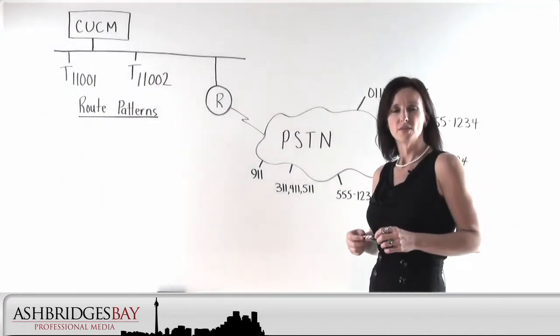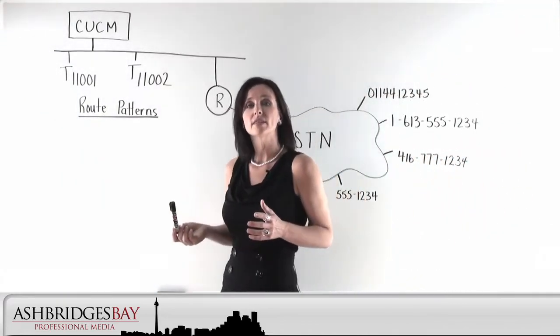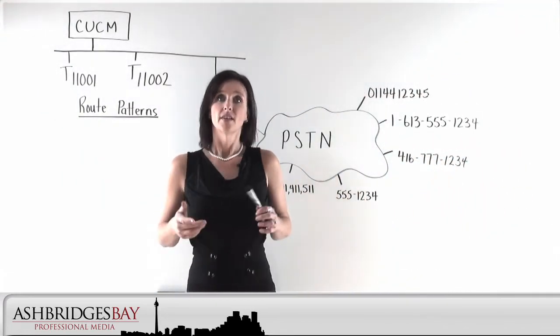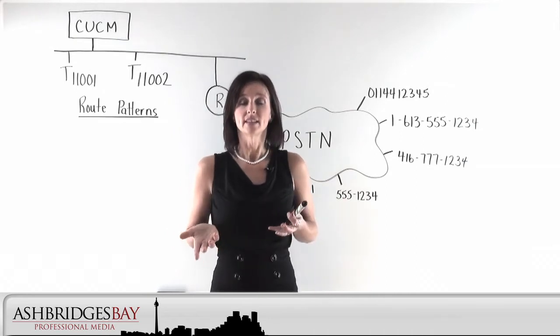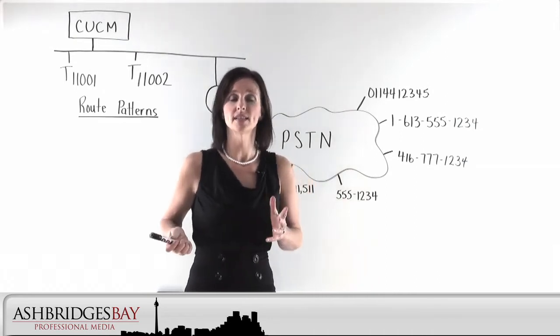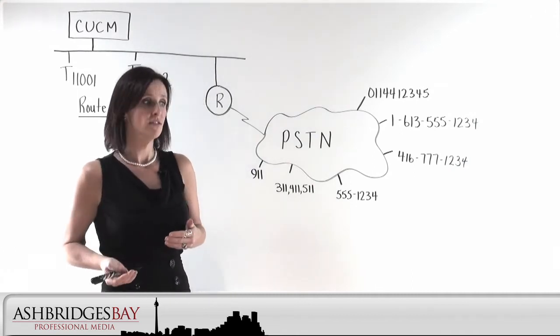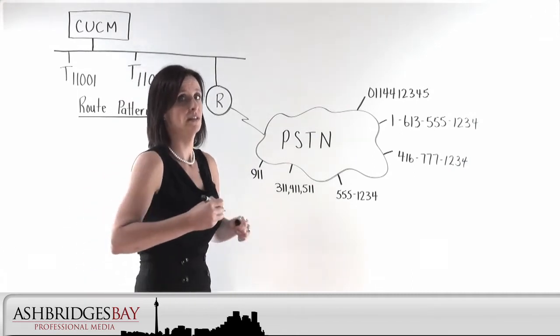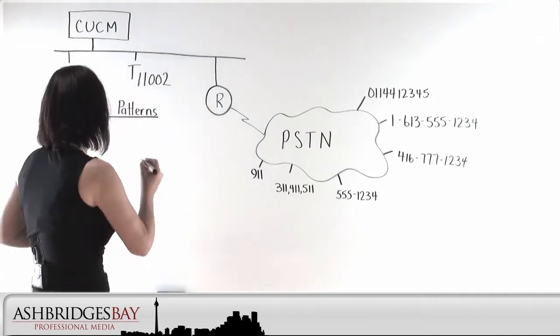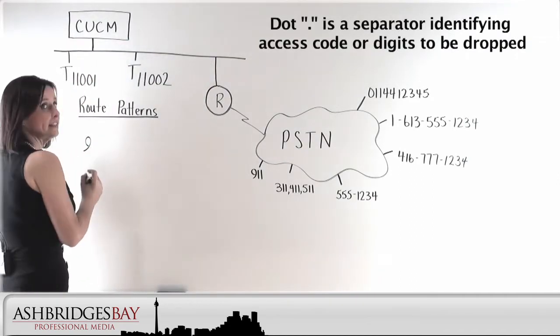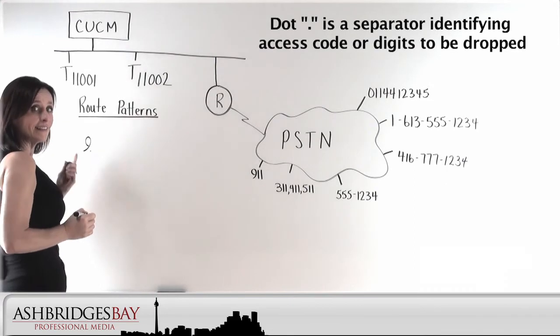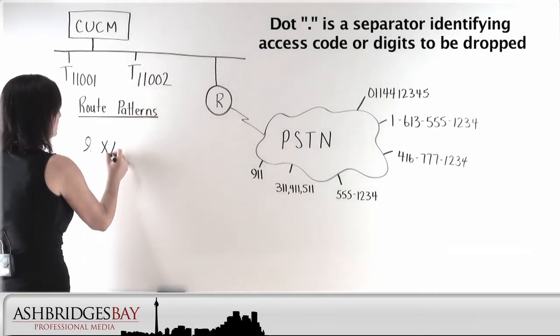So what do companies do to differentiate between internal numbers and external numbers? Usually you dial 8 or 9. 9 is an access code that helps us differentiate between external numbers and internal extensions. So let's take a look at an access code. Let's take a look at 7-digit dialing. I can put in the 9 with a dot to indicate that the 9 is an access code and 7 X's.